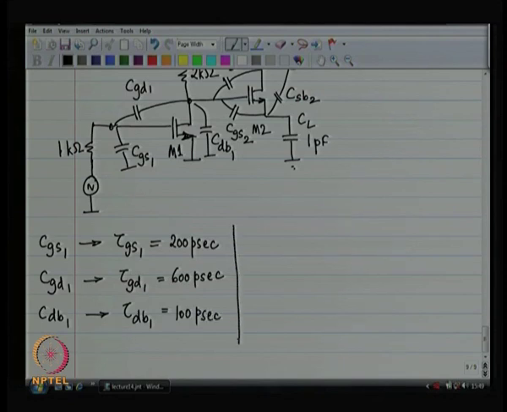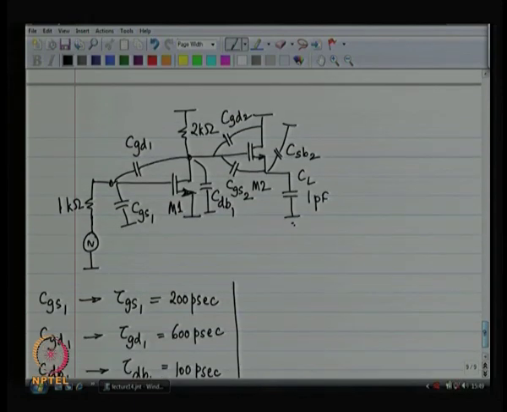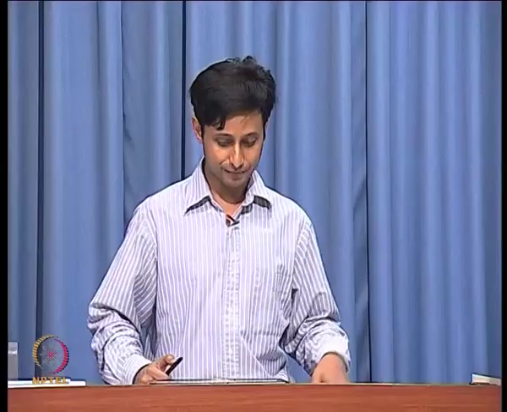Okay. Now, we have got a few new ones. I have got CGD2. CGD2 is really between the gate of the second MOSFET and ground. Okay. So, I pull it out, I apply a voltage over there. What resistance do I see? It is the same resistance as the drain to bulk of the first MOSFET.